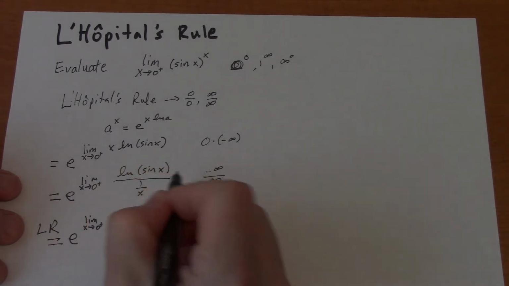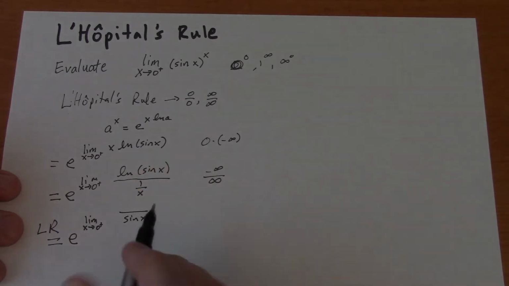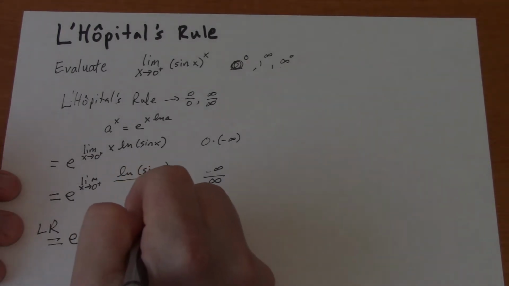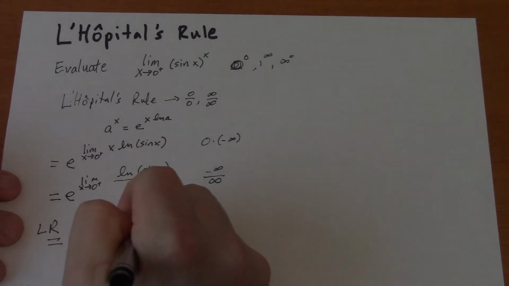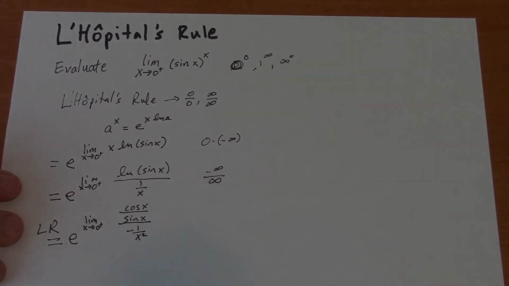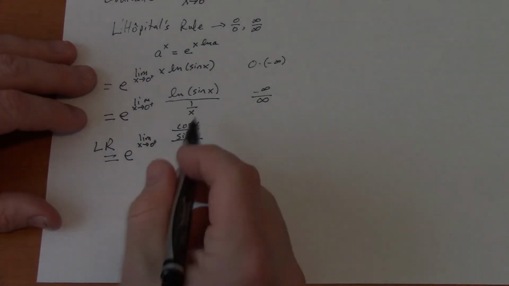Alright, so the derivative of log of sine, that's going to be 1 over sine. And then the derivative of sine's cosine, you have to use the chain rule. Okay? And the derivative of 1 over x is negative 1 over x squared. Okay? Alright, so let me simplify this.